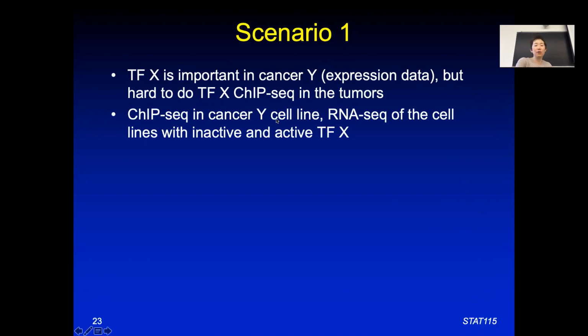Okay, so very often you have a cancer cell line. And they also have RNA-seq in the same cell line in two conditions: one when this TF is active, and another when you knock out the factor, when the factor is inactive. So you have two expression datasets in the cell line, one ChIP-seq dataset in the cell line, and a big tumor cohort. And they come to you and say, oh, well, you took this STAT115, 215 course now. What would you do with this data? Can you tell me? How do you start?